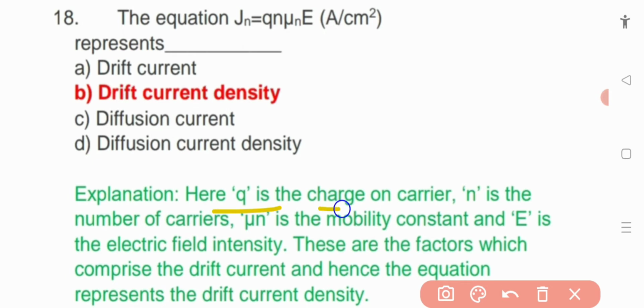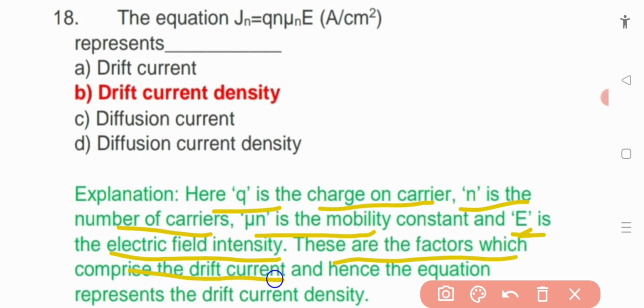Here q is the charge on the carrier, n is the number of carriers, mu n is the mobility constant, and E is the electric field intensity. These are the factors which comprise the drift current. The equation represents drift current density.